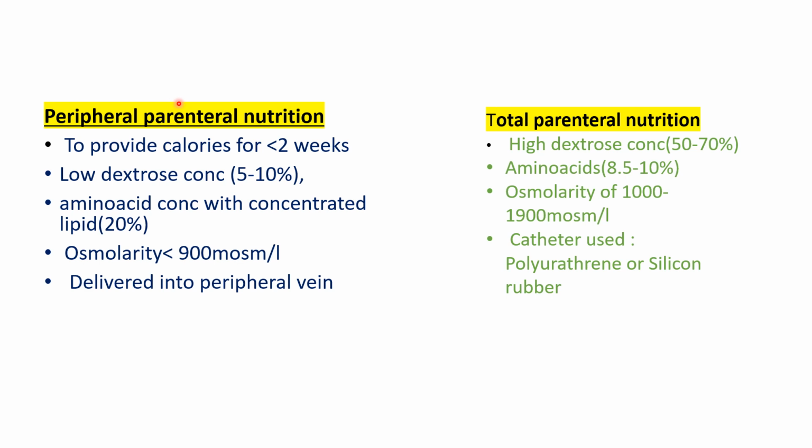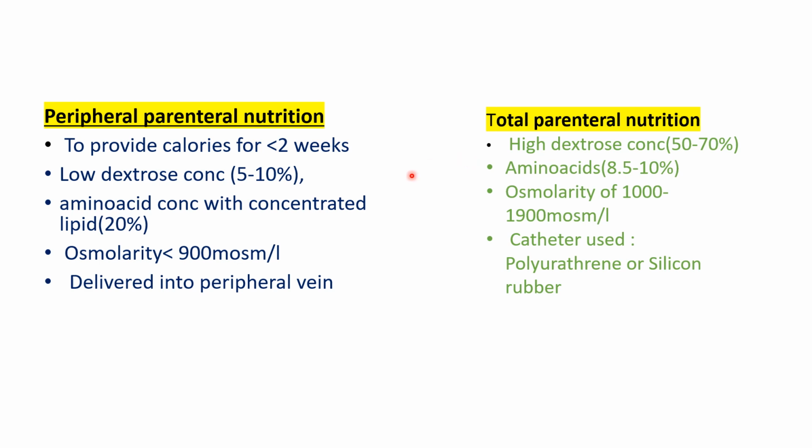We have two types of parenteral nutrition: peripheral parenteral nutrition and total parenteral nutrition. The typical difference between these two is that peripheral parenteral nutrition is delivered, number one, via a peripheral vein, and number two, it's for shorter periods, while total parenteral nutrition is delivered via a central vein and it is for longer periods.